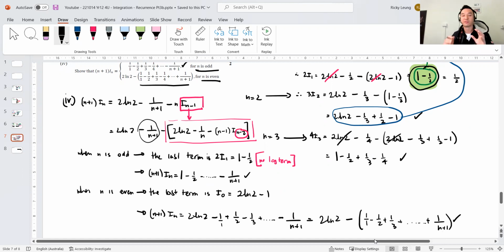So I guess what I'm saying is, for this one, the last piece, you just got to look at the patterns. When n is odd, the ln's cancel, the 2 ln goes away. This one here, no log term. When n is even, there is a log term, and therefore our expression has a log term in there.